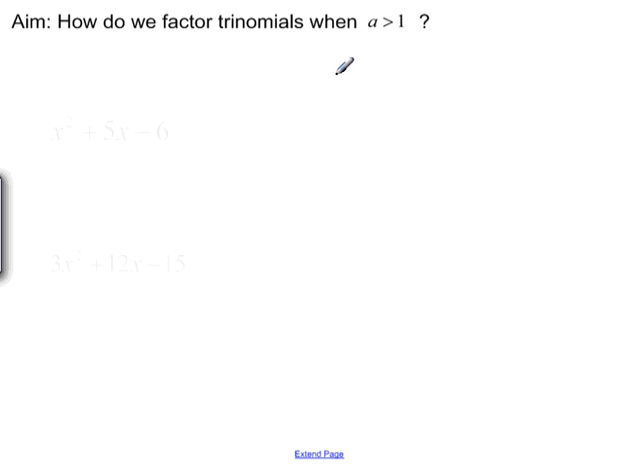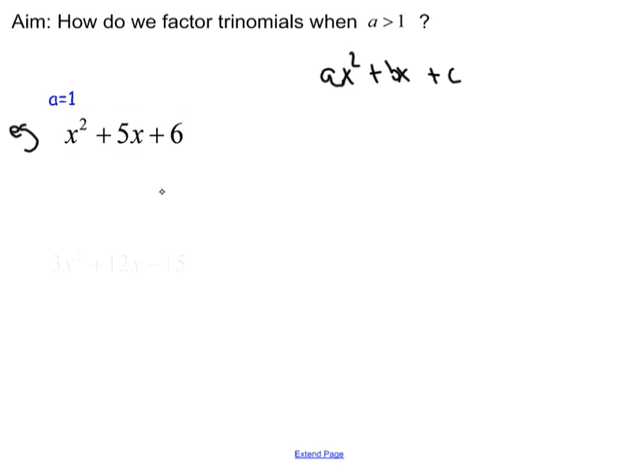Normally the standard form of a quadratic is given as ax squared plus bx plus c. And up to this point, we've been factoring expressions when a equals 1. So for example, x squared plus 5x plus 6. We've been factoring expressions like this.